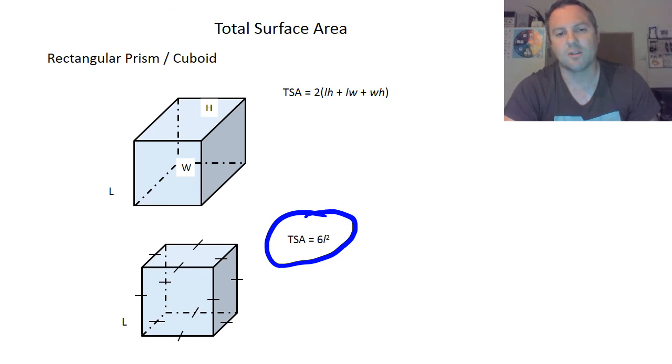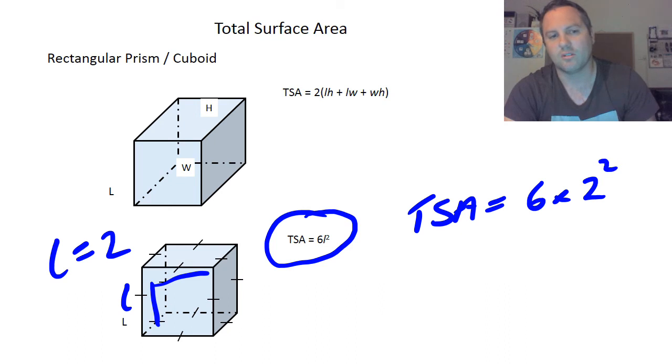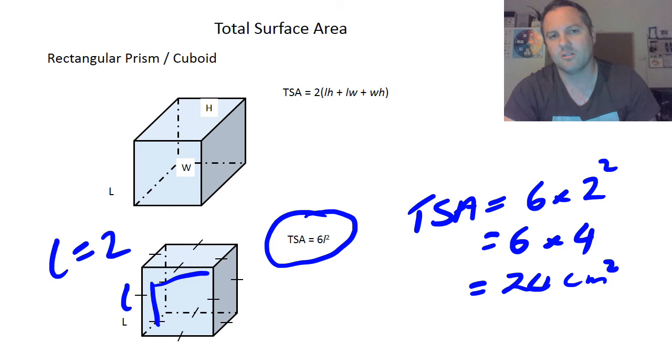6 times length squared. Now, this is length squared because it's counting this one and this one. Okay, but we've got 6 sides. So we're going to just assume that length equals, in this case, 2. Okay, so in this, we're going to have total surface area equals 6 times 2 squared. Okay, we'll simplify that, equals 6 times 4, so we have 24 centimeters squared. Nice and simple. Okay, moving forward.